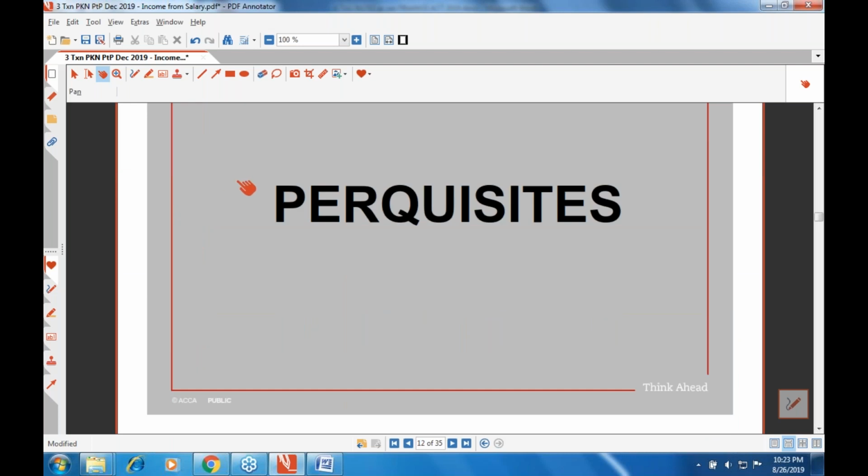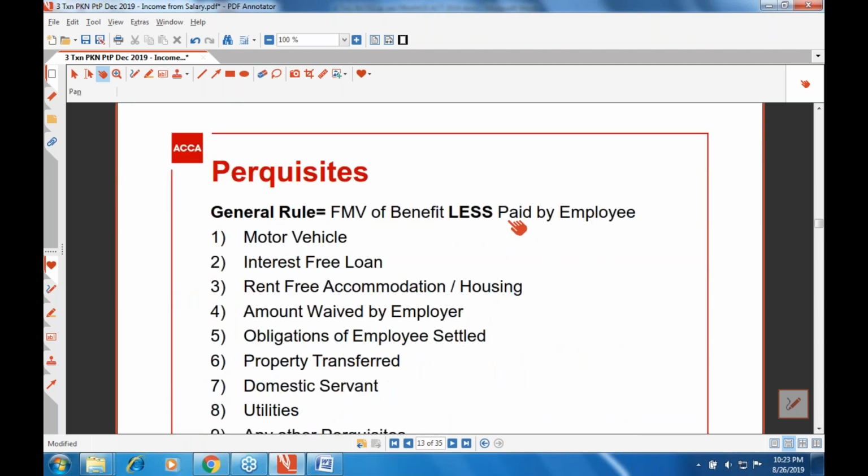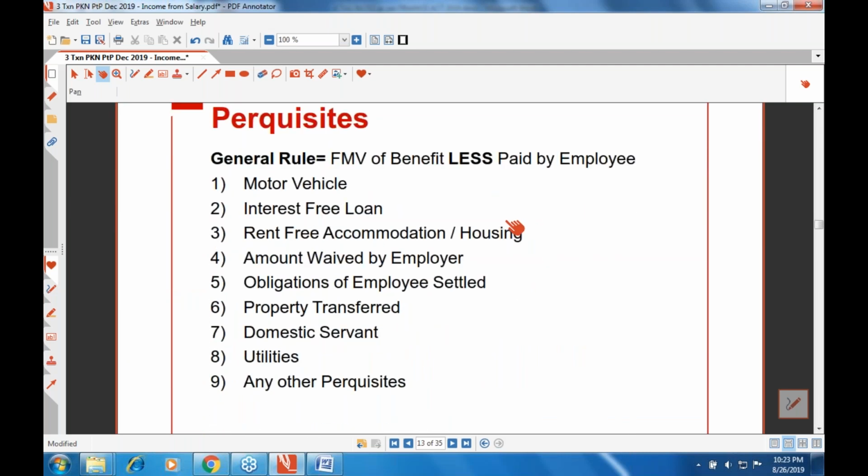The next is perquisites. What are perquisites? Perquisites are your non-cash benefits. If you want to understand how perquisites are taxed, I'm going to explain a general rule. If there is a specific rule available for a perquisite, then that applies. Otherwise, the perquisites are taxed like this: fair market value of any benefit less the amount paid by the employee.